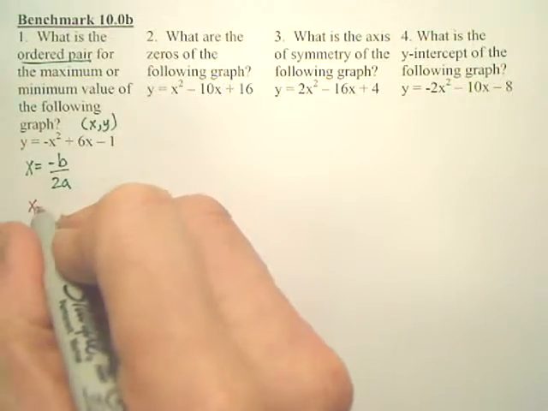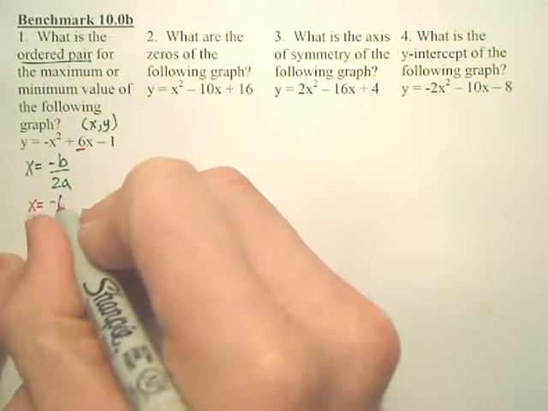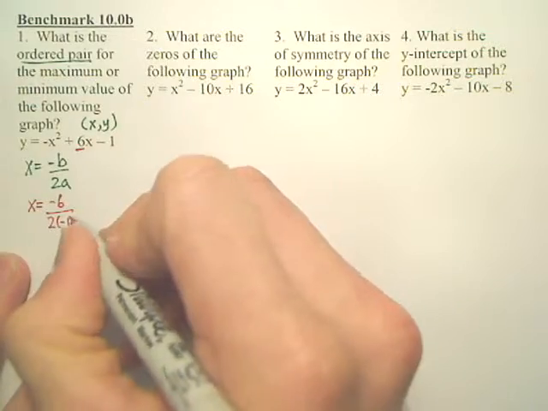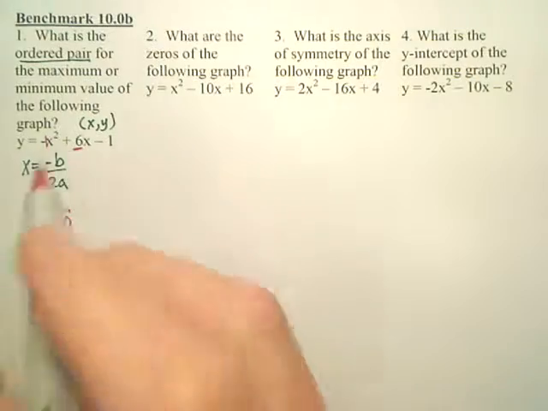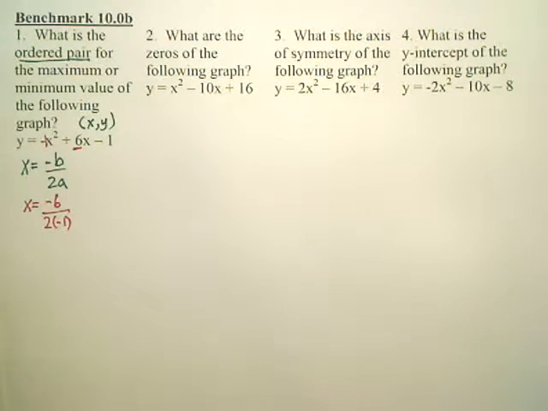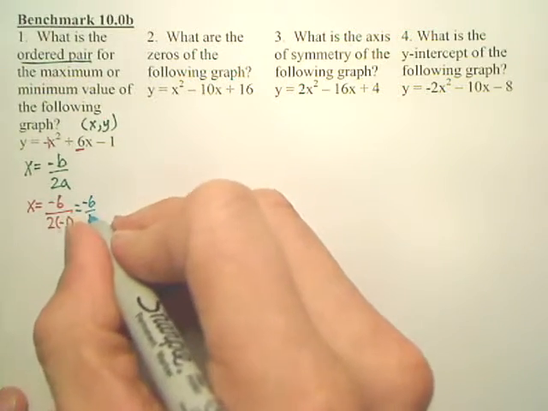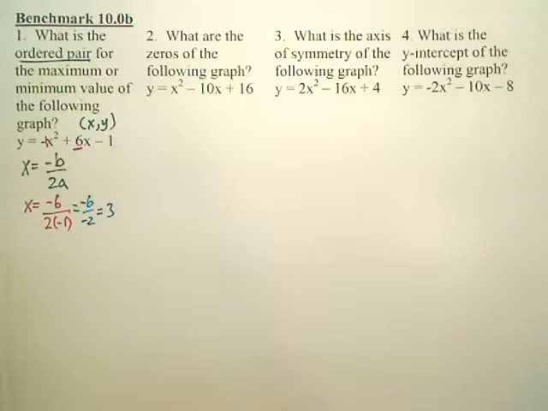So in this situation, 6 is your b value. a is negative 1. b is 6. Negative 6 divided by negative 2 looks like we have 3. That's the x value of my vertex. Remember, that's the line of symmetry. The line of symmetry of a parabola is where the vertex is.